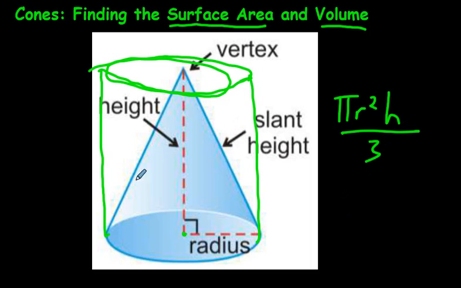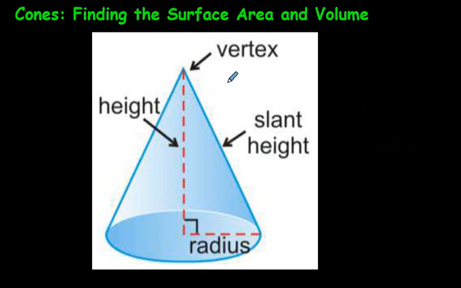So in other words, 3 of these cones, 3 of those volumes, could fit inside this cylinder. If we were to draw a cylinder around this, you could fit 3 of these cones. That's quite amazing. Anyway, I know you're highly amazed. Let's actually do some questions now that have to do with the surface area and the volume of a cone.